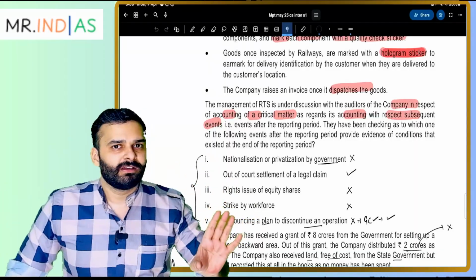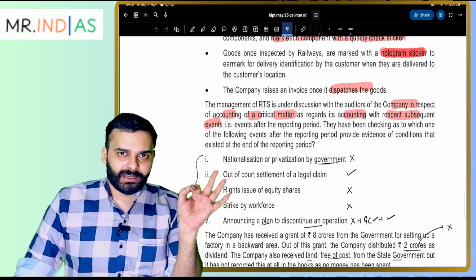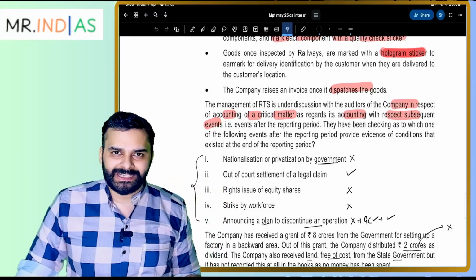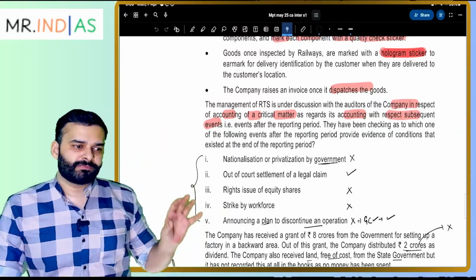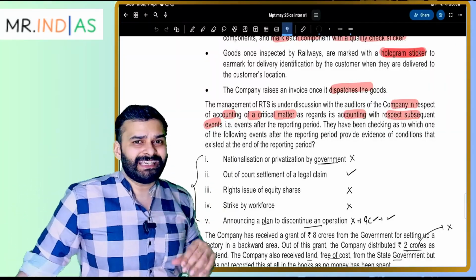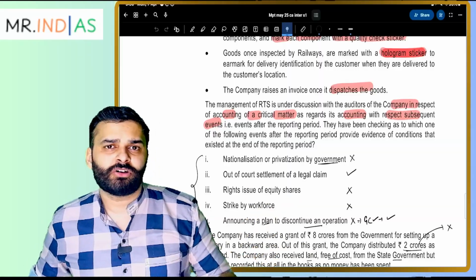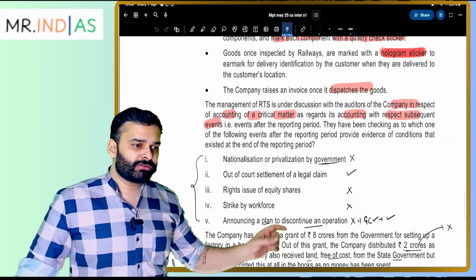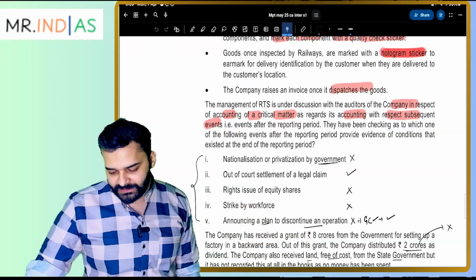But one thing you should always keep in mind: if any event that has happened affects the going concern of the entity, then it is always an adjusting event, because once the going concern assumption is inappropriate for your organization, you have to prepare your balance sheet on a liquidation basis. So if this event triggers going concern, then it would be an adjusting event.